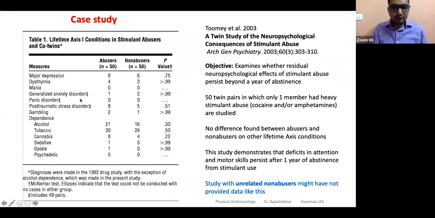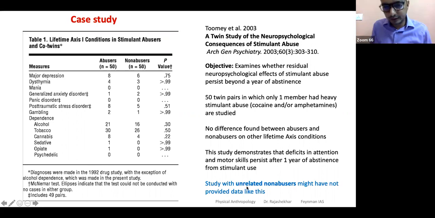That is why the number is very small. Only 50 pairs they could see. You don't get enough numbers otherwise. Imagine, twins are rare, and out of them you want to find more with discordant features. Very difficult. The study demonstrated that deficits in attention and motor skills persist after 1 year of abstinence from stimulant use.